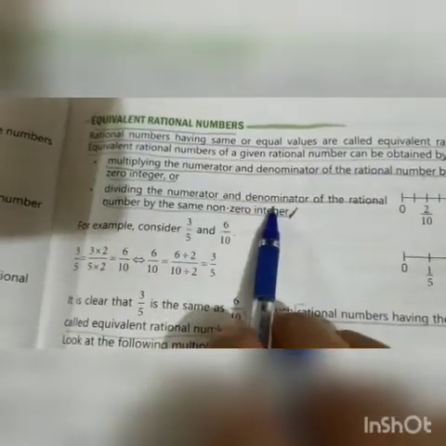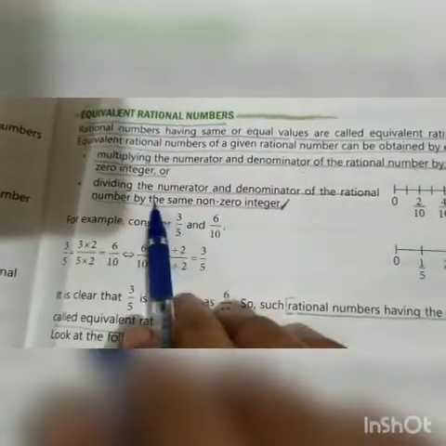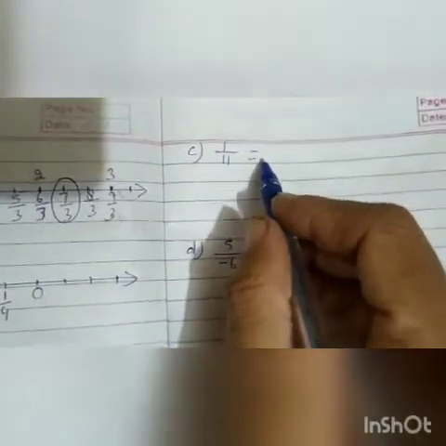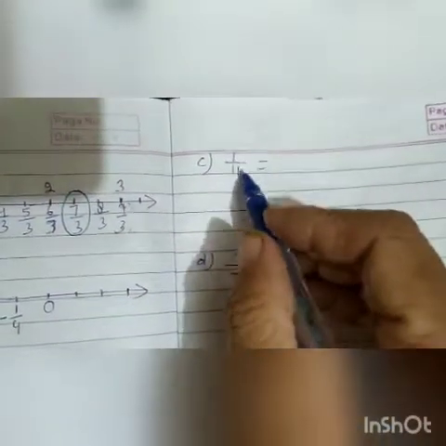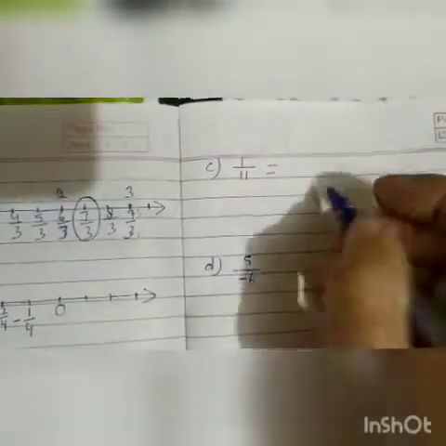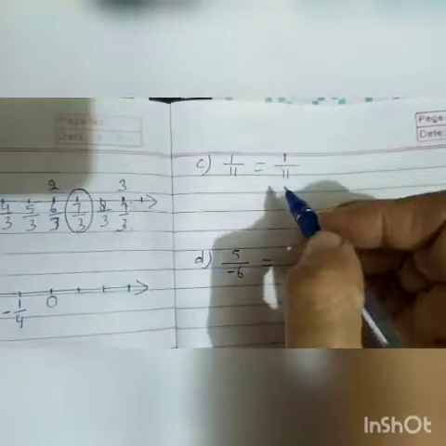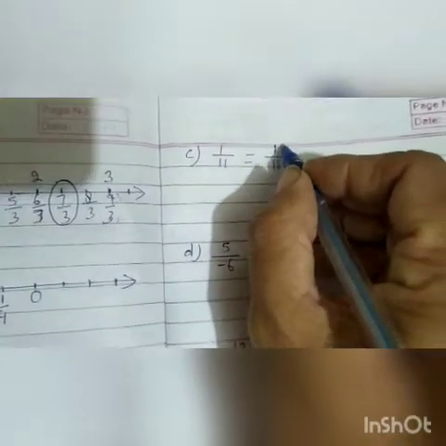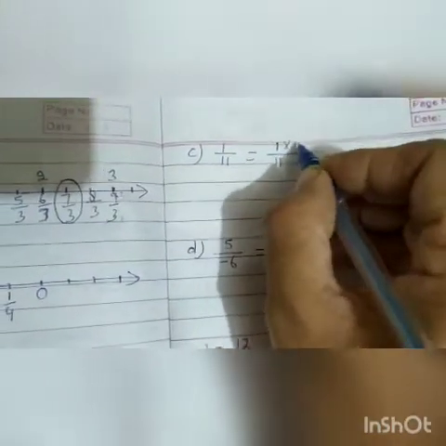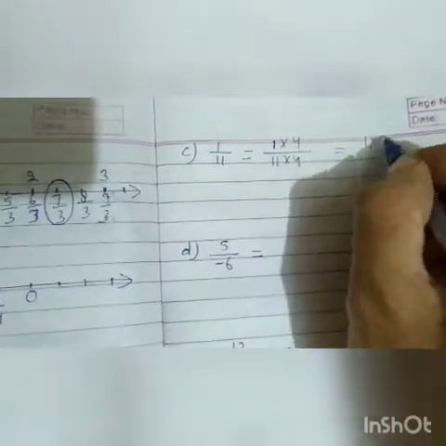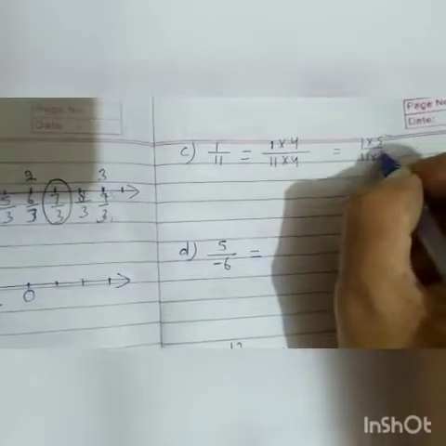Or dividing the numerator and denominator of the rational number by the same non-zero rational number. By dividing also we can do. I will tell you. Now in the same way, 1 upon 11. We will multiply in numerator and denominator by 2 and 3. 1 upon 11. We can multiply any number. Suppose in this rational number I am multiplying by 4. 1 multiply 4 upon 11 multiply 4. 1 multiply 5 upon 11 multiply 5.